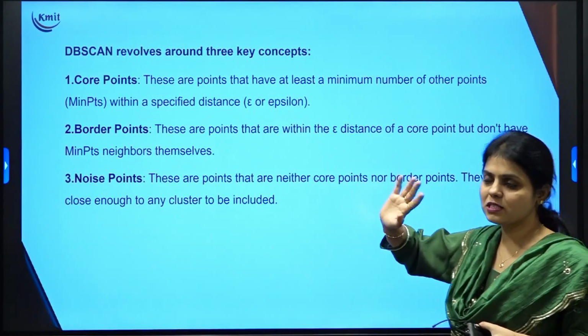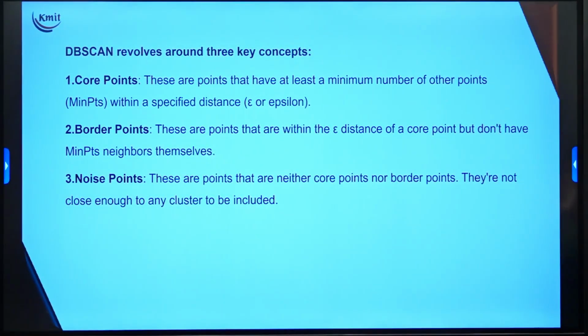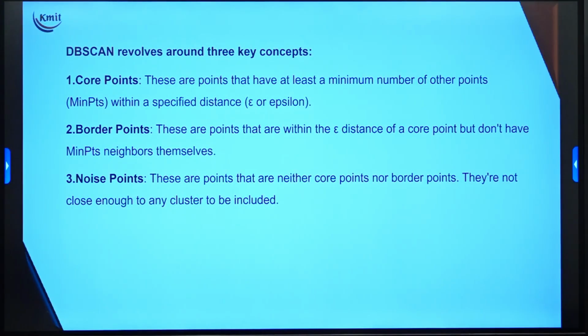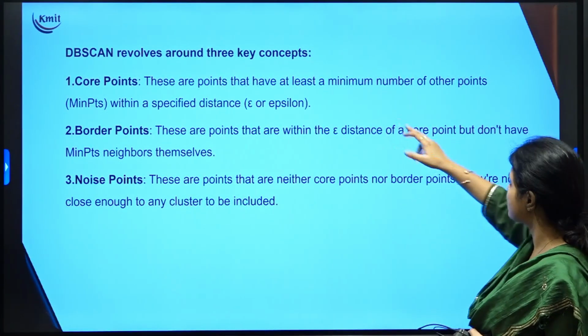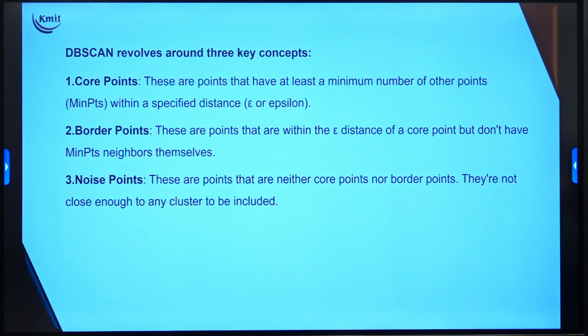Okay, are you understanding? Don't get confused. Core points are nothing but the least minimum number of other points within the specified distance, whereas border points are the points that are within the epsilon distance of a core point but do not have the minimum number of neighbors. And the third one is noise points. These are the points that are neither core nor border. They are not close enough to any cluster to be included.